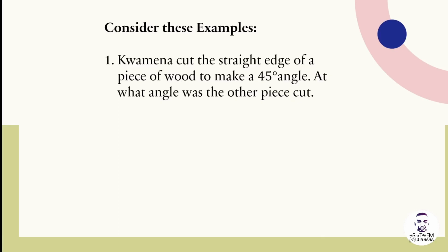In this question, it says that Kwamina cuts the straight edge of a piece of wood to make an angle of 45 degrees. So let's assume we put ourselves in Kwamina's shoes. Probably we are doing some woodwork, or it's our profession that we work with wood. So let's say this is a piece of wood, and he cuts it at an angle of 45 degrees. So let's assume the angle of 45 degrees that he cut is here. The question says, at what angle was the other piece cut?